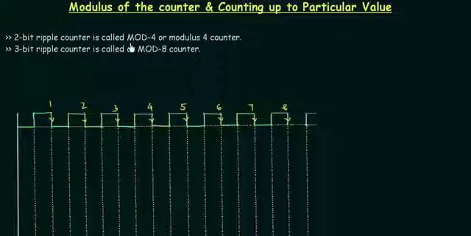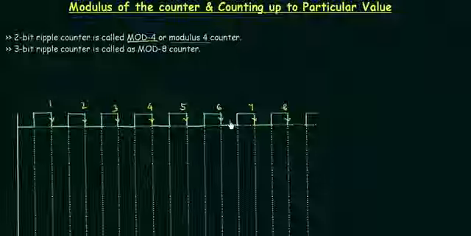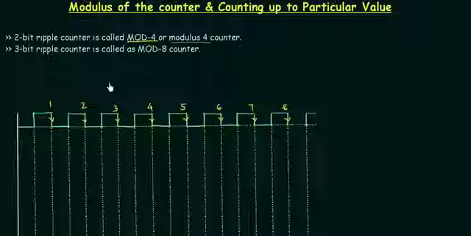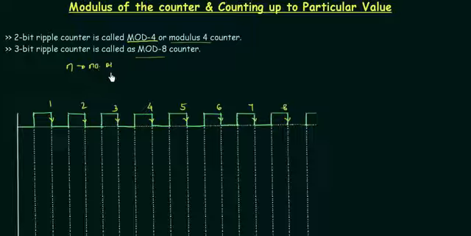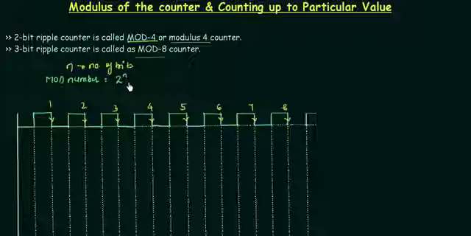is called as the mod 4 or modulus 4 counter. In the same way, if I talk about a 3-bit ripple counter, it is called as mod 8 or modulus 8 counter. So what relation we can have here? If I say n is the number of bits, then the modulus or the mod number is equal to 2 to the power n, where n is the number of bits.